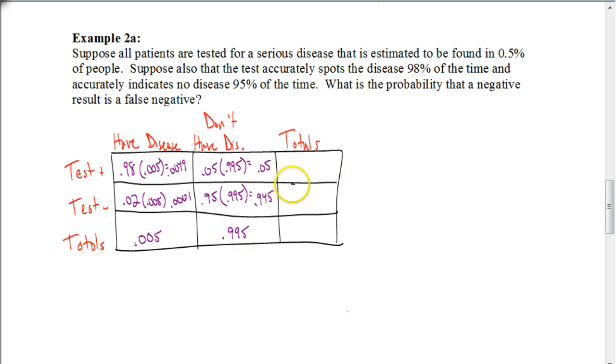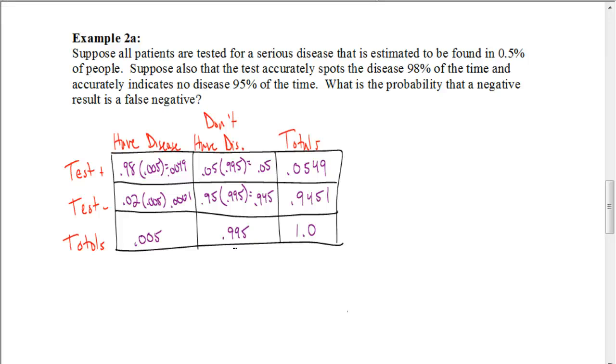Let's add up our totals to get this last column. 0.0049 plus 0.05 is 0.0549. 0.0001 plus 0.945 gives us 0.9451. And if I add these all together, I get exactly 1.0 in that column. And sure enough, if I add this row together, I get exactly 1.0 as well.